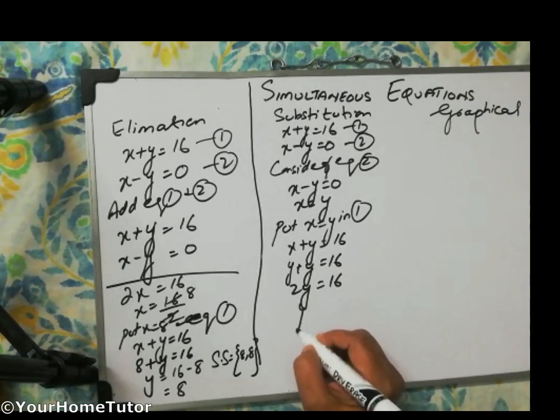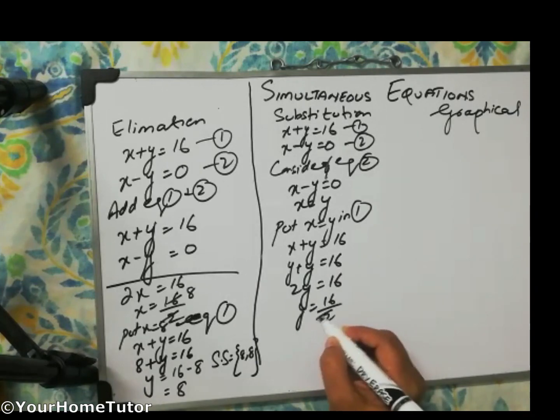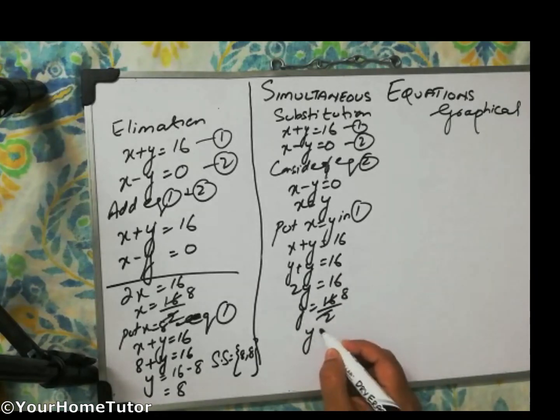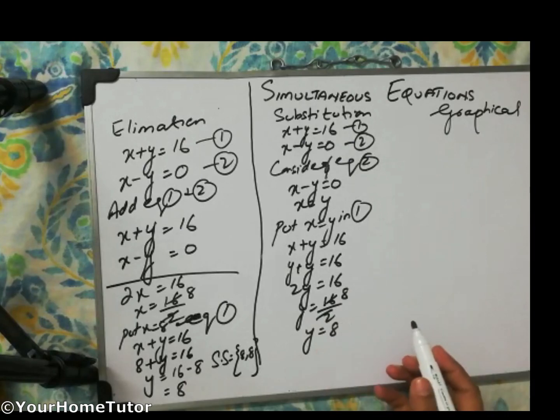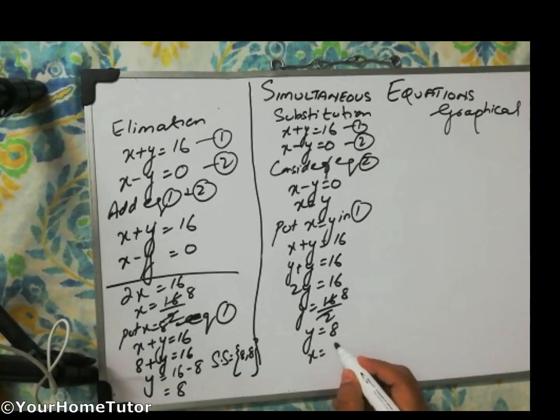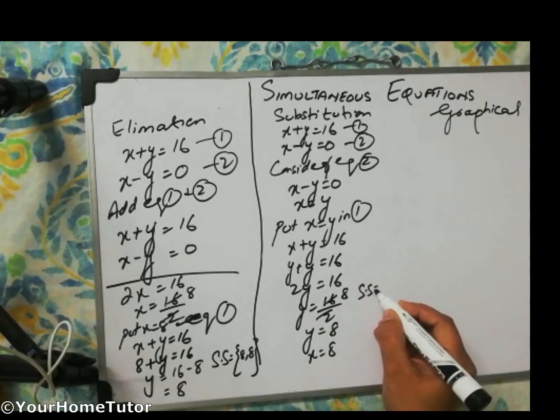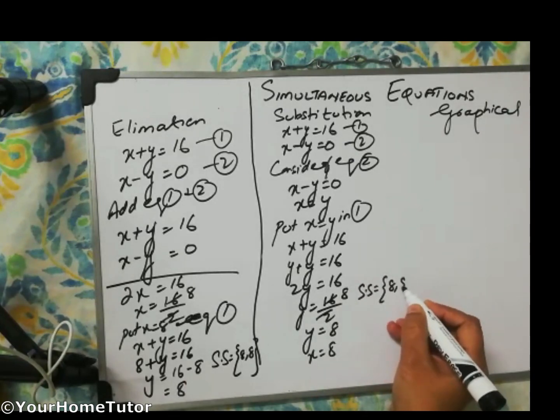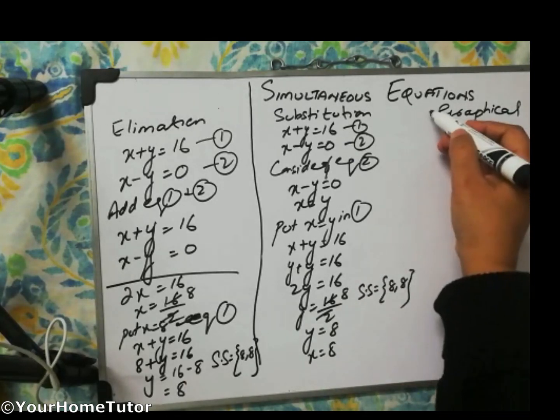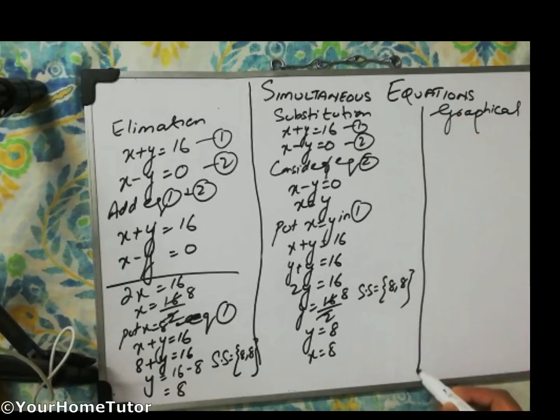When we shift to the other side, it will divide, and it comes out to be 8. Y is 8, so definitely x will also be 8. So our solution set is again 8 and 8. There will be no change in the values. The solution set remains the same, no matter whether we use the elimination method or the substitution method.